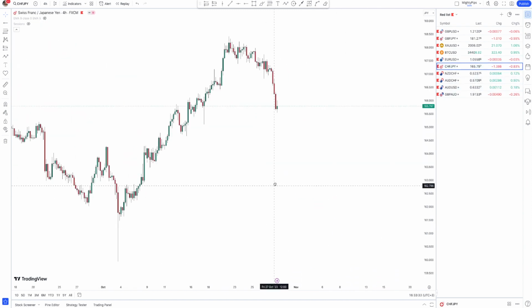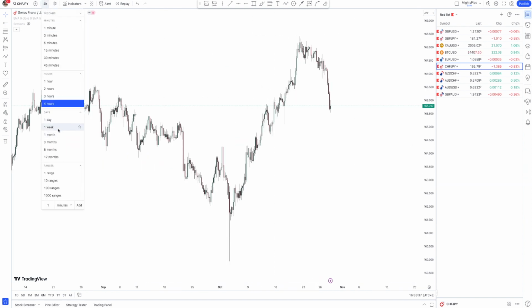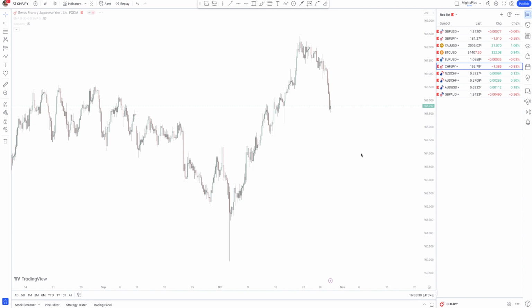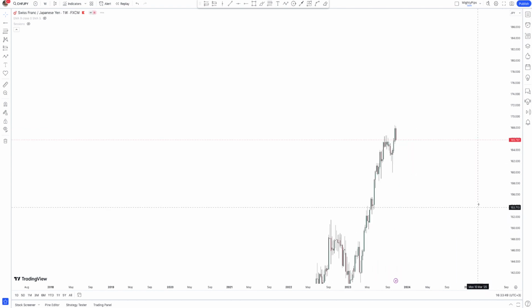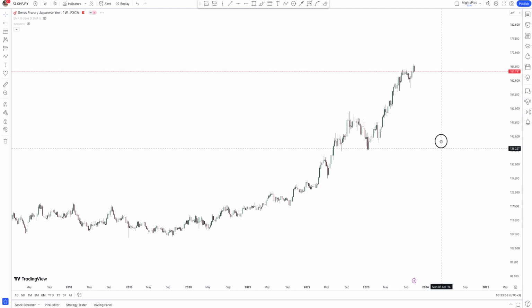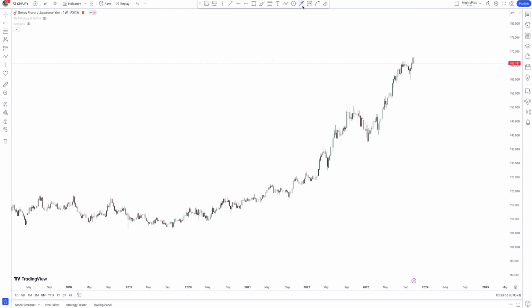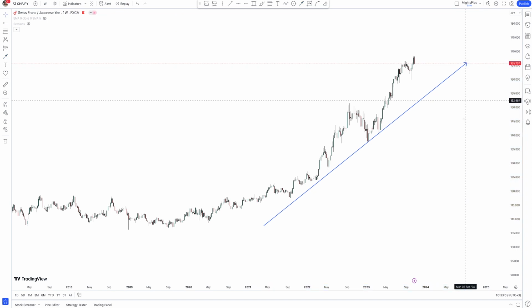So CHF JPY is pulling back. Remember, this pair is moving on a very bullish trend, okay? We were actually in a trade in this pair, but we were stopped out in profit last week. So what you need to know is that CHF JPY is in a very, very strong bullish trend.